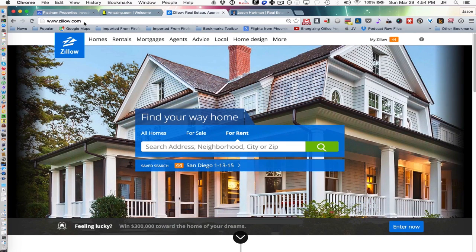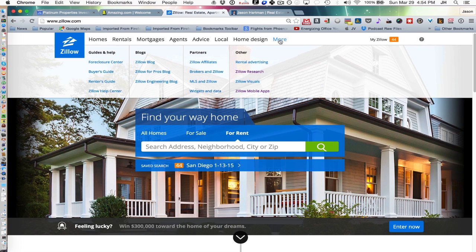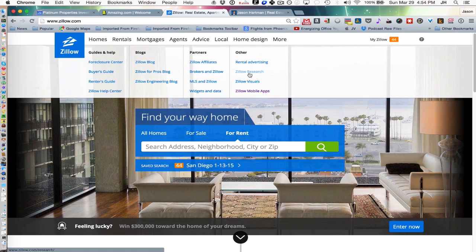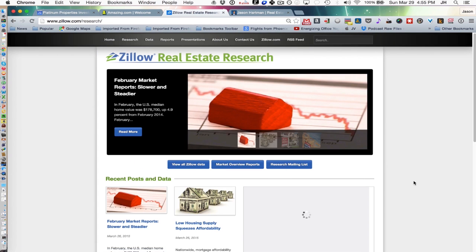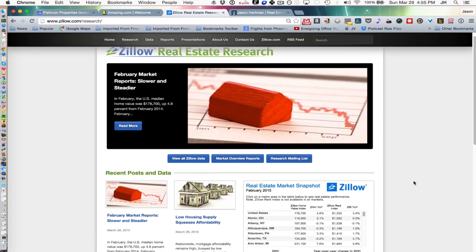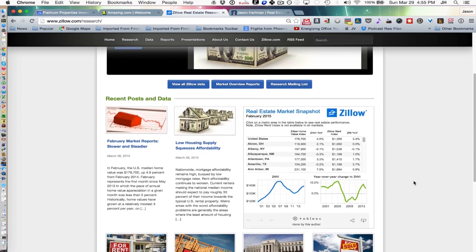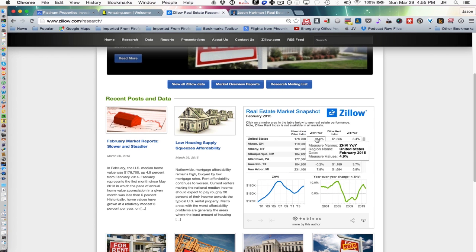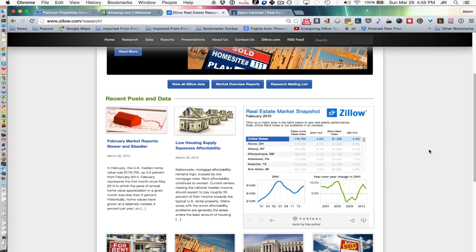When we go to the Zillow.com website and we click on More right here on the front page, and then we click down here under Zillow Research, we can find some really good stuff, and it's all free and it's all available to all of us. Down here, as I'm scrolling down the screen, you see these real estate market snapshots. Well, these are very handy. So first of all, let's look at the United States, because we've got to get an overview of what the country looks like so we can compare it to some linear, cyclical, and hybrid markets.